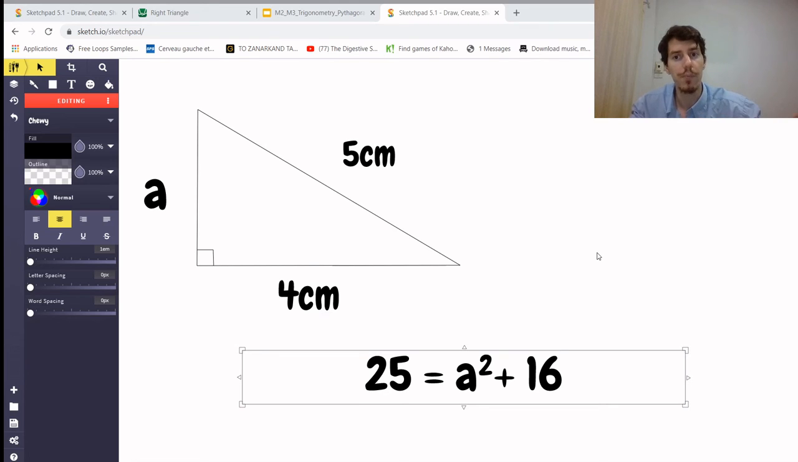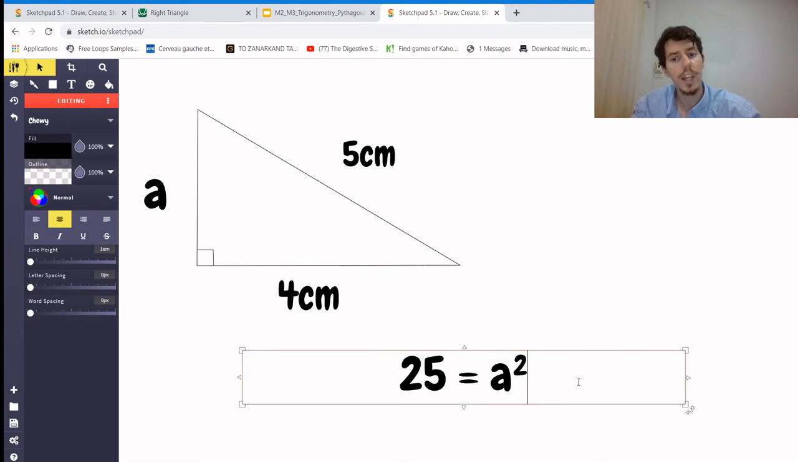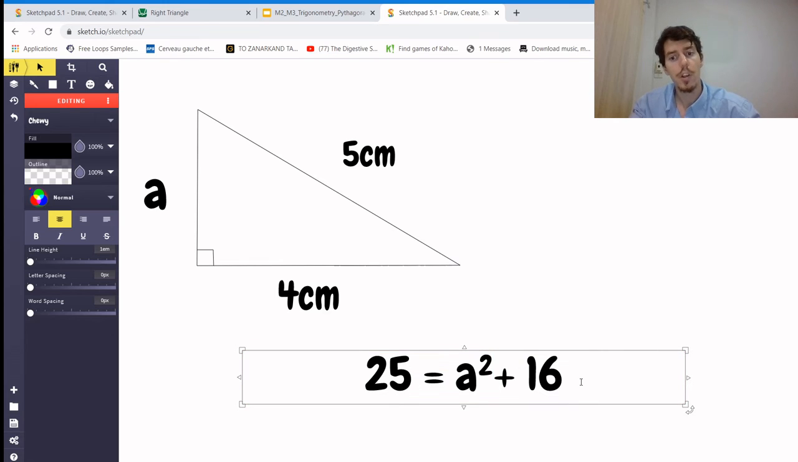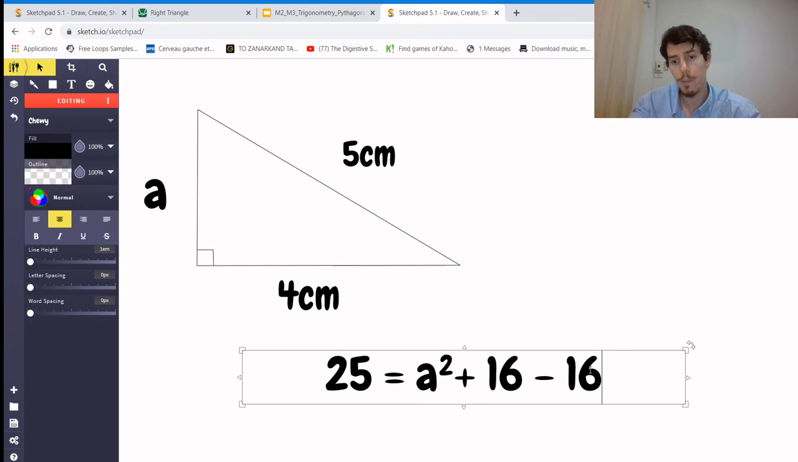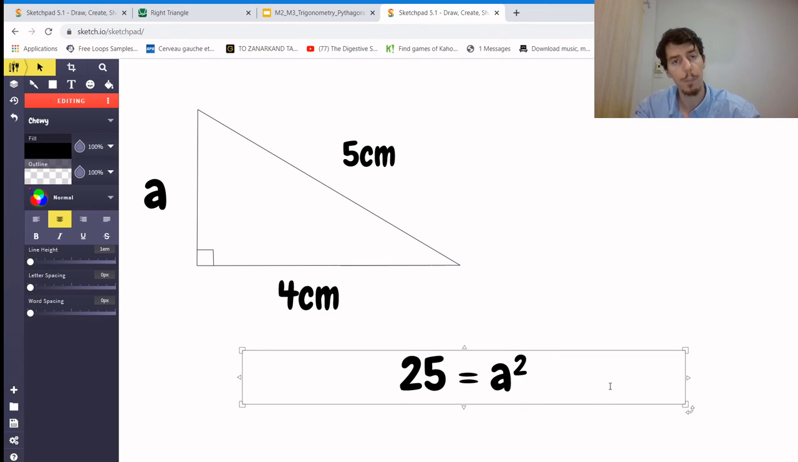When you don't want something, you have to use the opposite. In this situation, I don't want plus 16. I don't want a squared plus 16. I want only a squared. So remember, the opposite of plus is minus. If I don't want plus, I have to minus. So I do a squared plus 16 minus 16. Plus 16 minus 16 is 0, so now I'm back to a squared. I have only a squared.